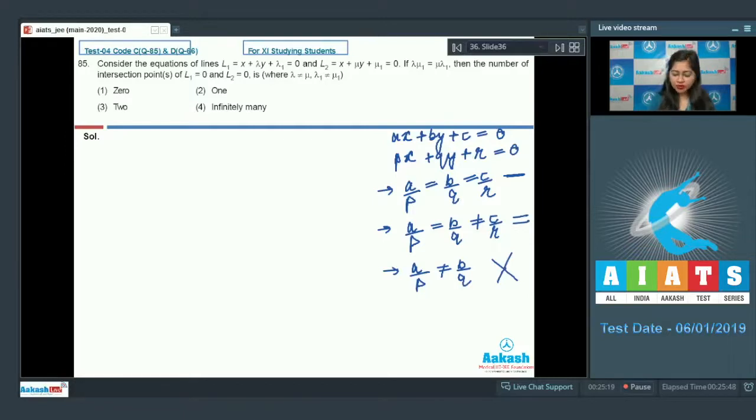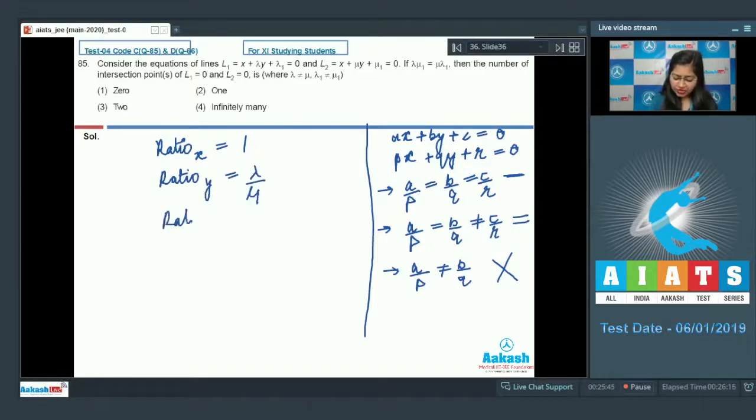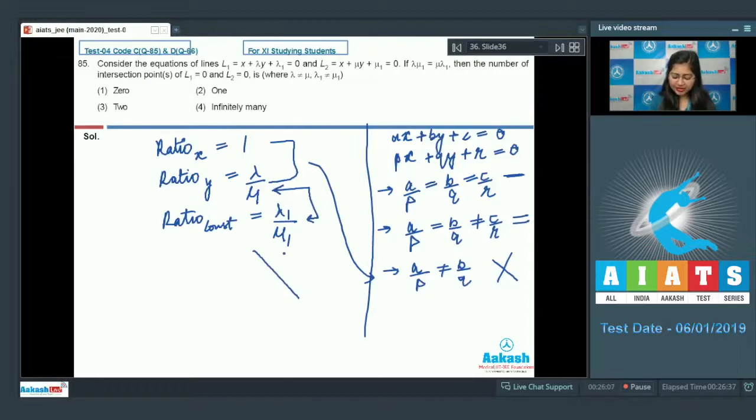So let us solve this question based on this theory, right? So here we can say that the ratio of coefficient of x is equal to 1 upon 1 and the ratio of coefficient of y is equal to lambda upon mu and the ratio of constant term is equal to lambda 1 upon mu 1. So here, which is the case? This is not equal to this. Therefore, this is the third case. But here it is given that these two are equal. So these two lines will be intersecting at one point. Therefore, the correct answer will be option number 2.